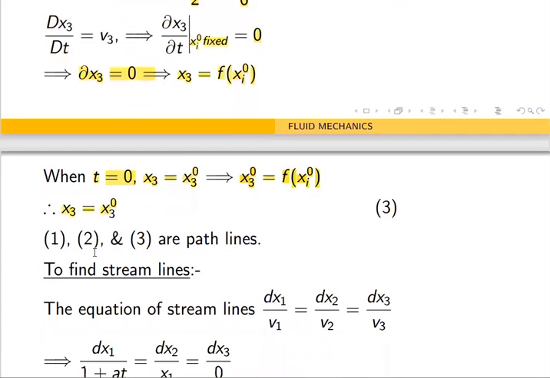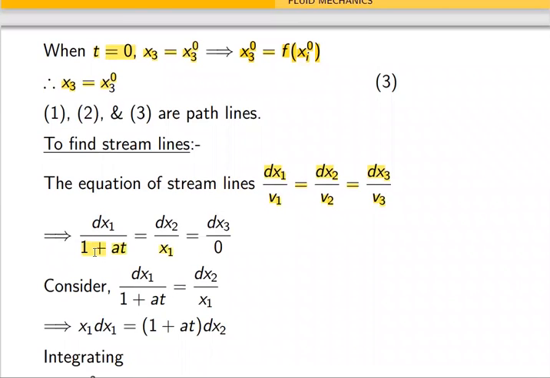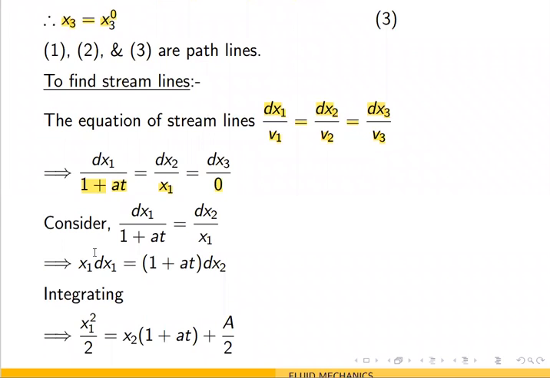Now we have to find the streamlines. How do you find the streamlines? What is the equation of the streamlines? This is the equation of the streamlines. Substitute for V1, V2, V3. Take the first two ratios, consider the first two ratios equal. Separate the variables: x1 part separate, and x2 separately along with t.